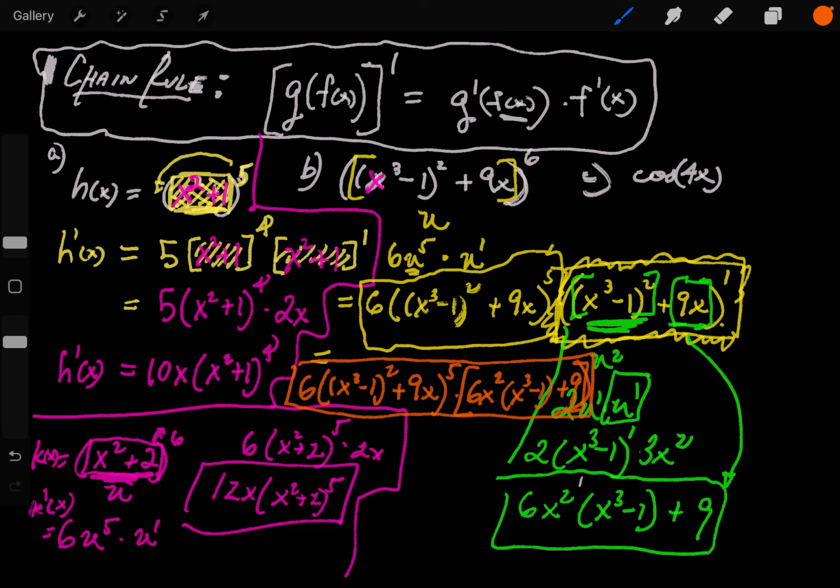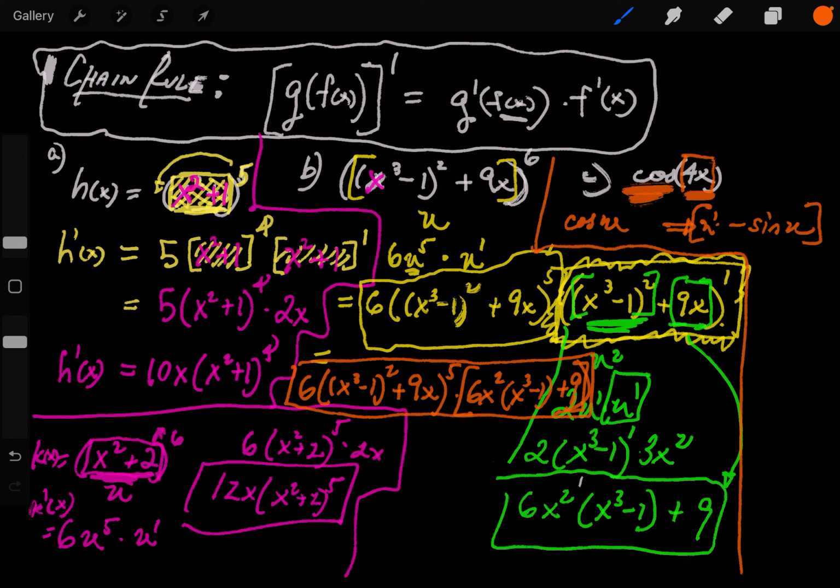Okay. Now, this last one I'm going to do fairly quickly, but it basically involves the same thing that we've been doing, right? This time, the inner function is this 4x, and the outer function is cosine x. So it's just going to be cosine u. Think of it like cosine u. What's the derivative of cosine u? Negative sine u, but you have to remember to multiply this whole thing by the derivative of u. And that will be your answer.